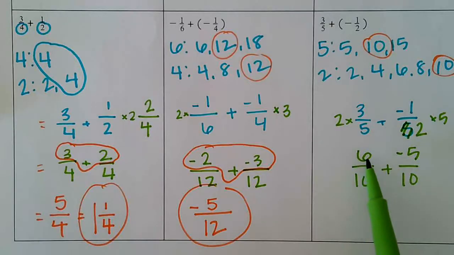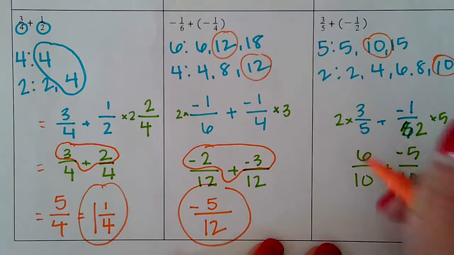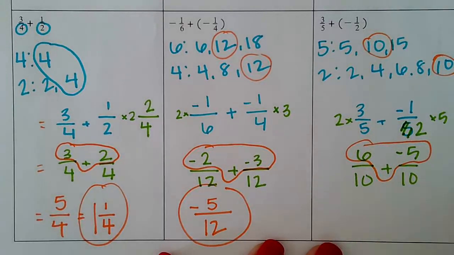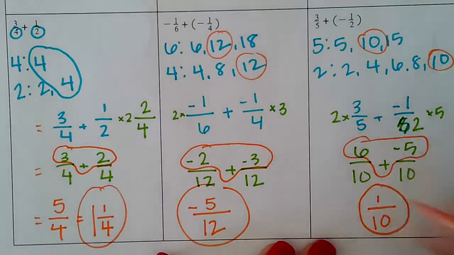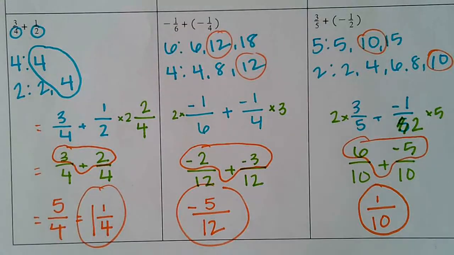So now I have 6 plus negative 5. Again, thinking about just the numerators and my integer rules. If I have positive 6 and negative 5, I'm left with one positive. So that would be 1/10. So to make sure I get the appropriate answer when adding positive and negative fractions, I need to make sure that I have common denominators. And then when I have those common denominators, I just use my integer rules to add my numerators.